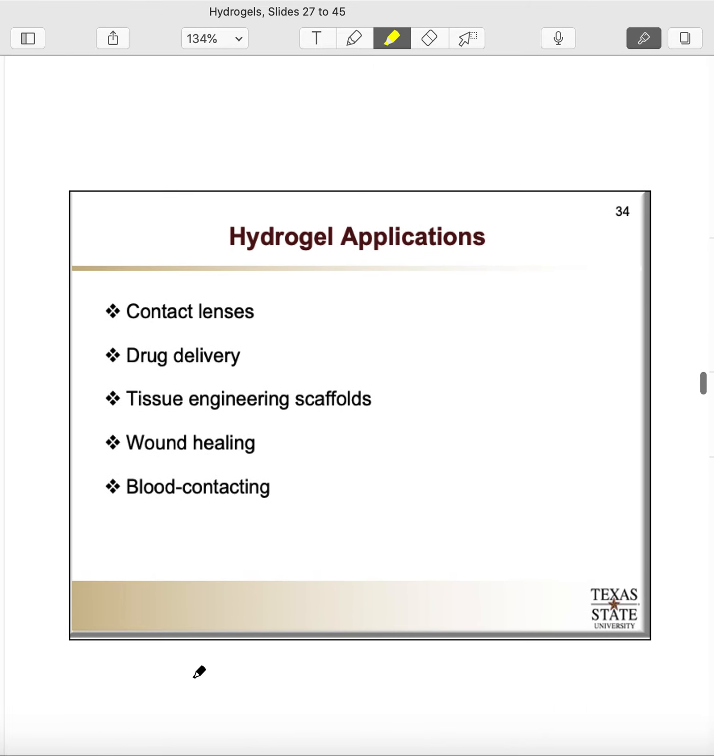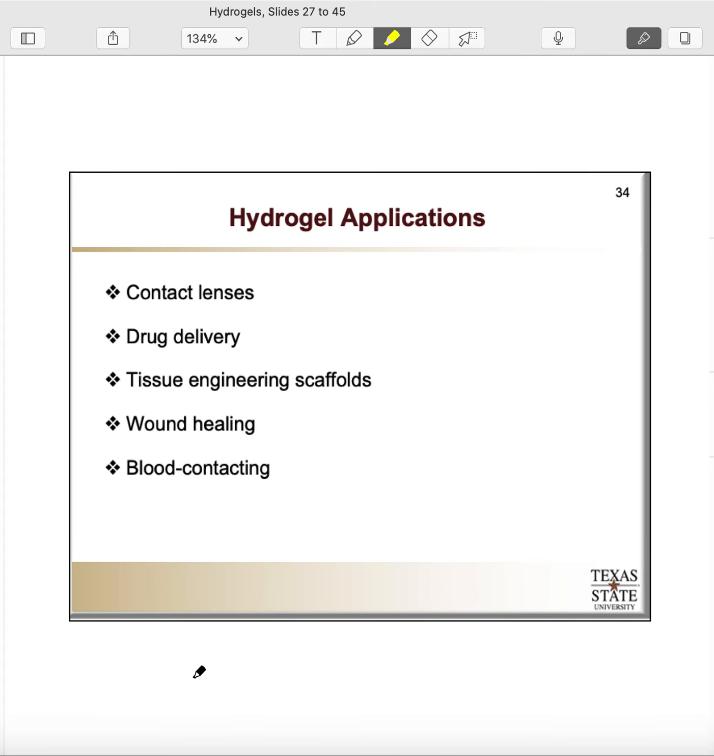All right, so from here we move on to hydrogel applications. As we all know, hydrogels can be utilized for contact lenses, drug delivery systems, tissue engineering scaffolds, wound healing matrices, and blood contacting systems. They can also be utilized as capture materials for biosensors. They could also be utilized as transducers for biosensors or for, oh god, what do you call this? I'm drawing a blank here. Valves for microfluidic systems. That's what I was trying to get to.